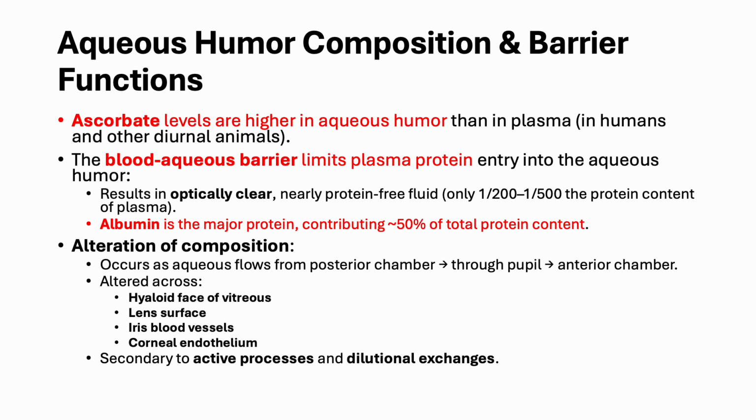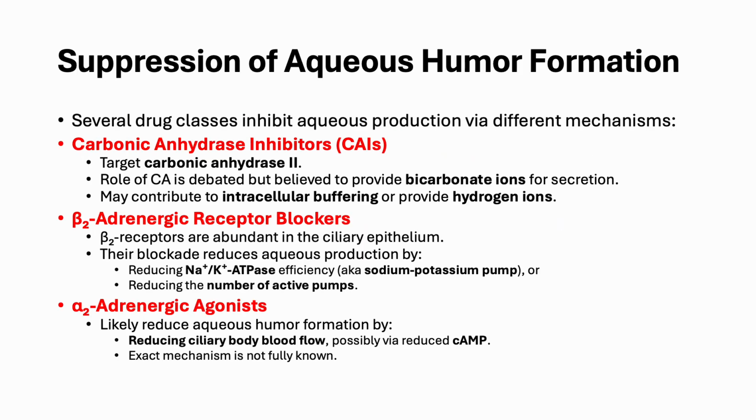As aqueous humor flows from the posterior chamber through the pupil and into the anterior chamber, its composition undergoes alteration. This occurs due to interactions across several ocular structures, including the hyaloid face of the vitreous, the surface of the lens, iris blood vessels, and the corneal endothelium. These changes are influenced by active transport processes and dilutional exchanges, further shaping the biochemical profile of the aqueous as it traverses the anterior segment. Several classes of medications work to suppress aqueous humor formation, each targeting a different molecular mechanism.